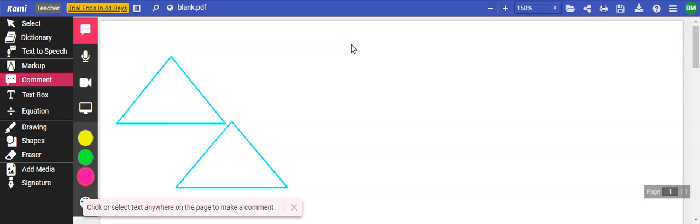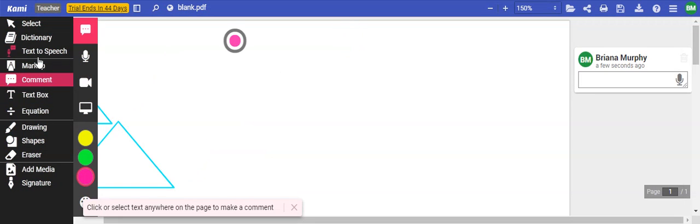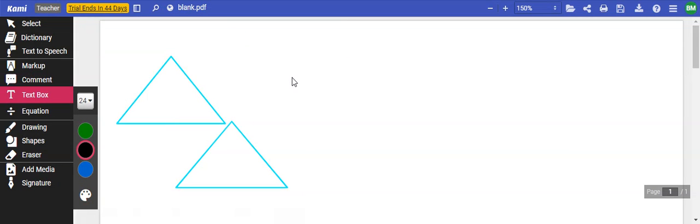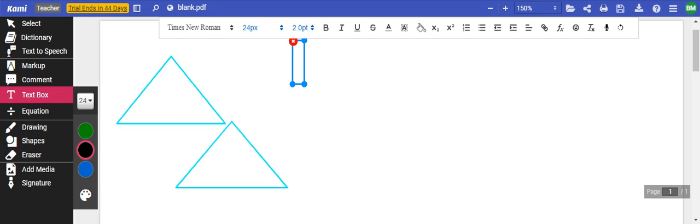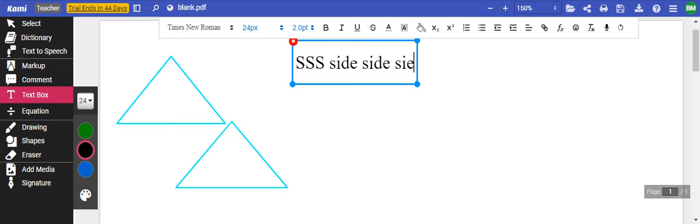We're going to look at side, side, side, and side angle side. So we say side, side, side, and that is what SSS stands for: side, side, side. And it's all about being congruent.